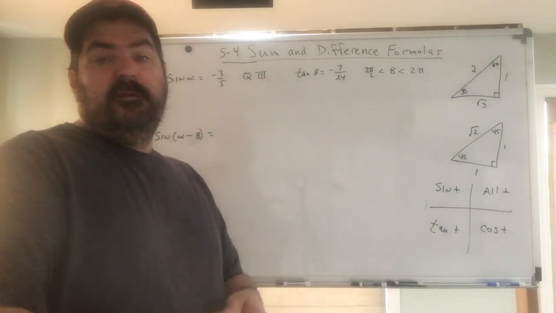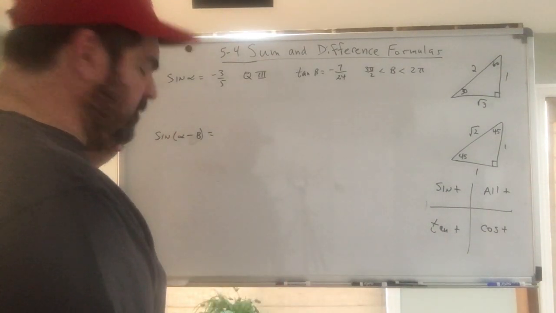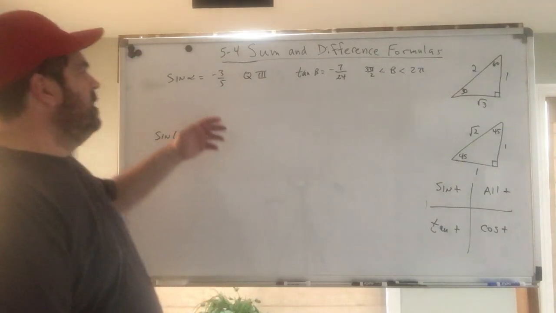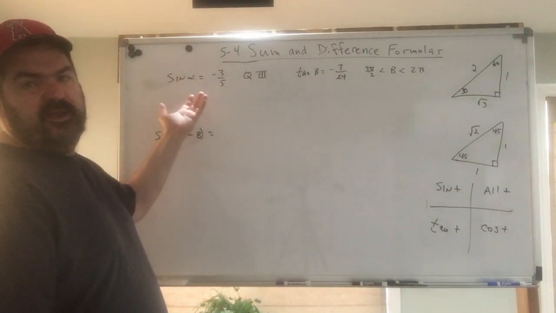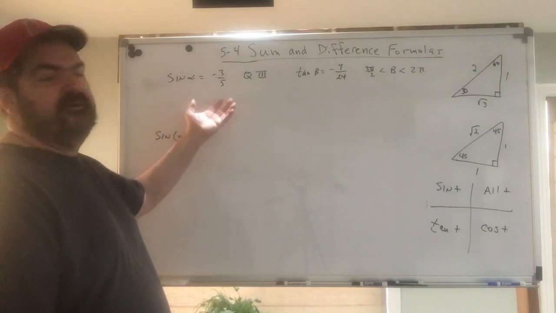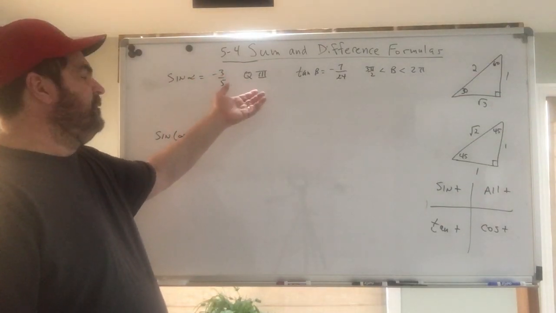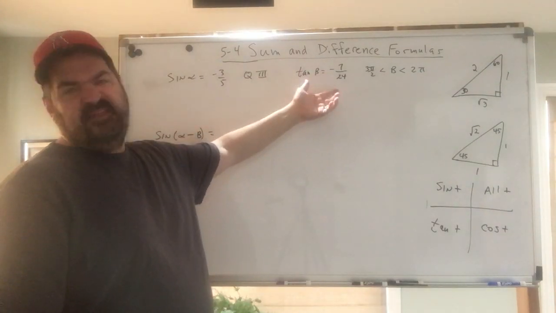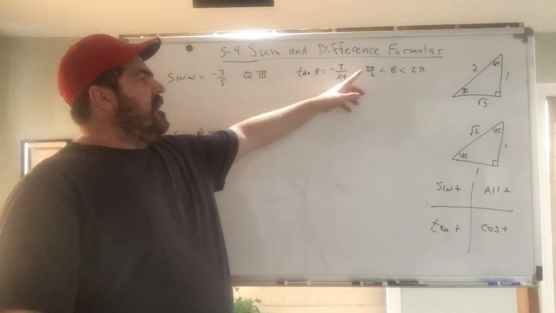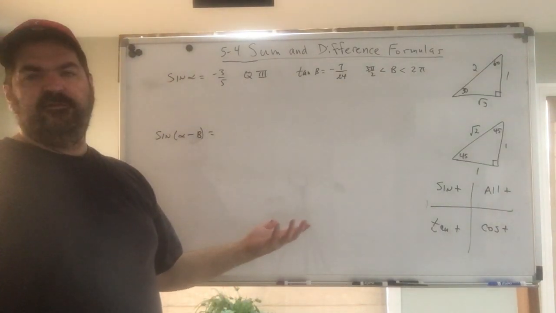All right, here's the part two video of the sum difference. So this is kind of where we can get information about one angle. So we know that the sine of alpha is -3/5 in quadrant 3. So sometimes it'll say, hey, it's in quadrant 3. Tangent of beta, so a different angle, is -7/24. And they tell us that beta is between 3π/2 and 2π.